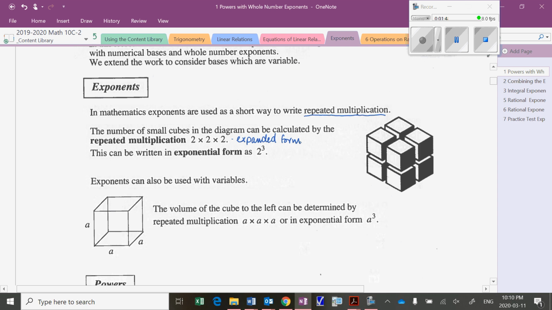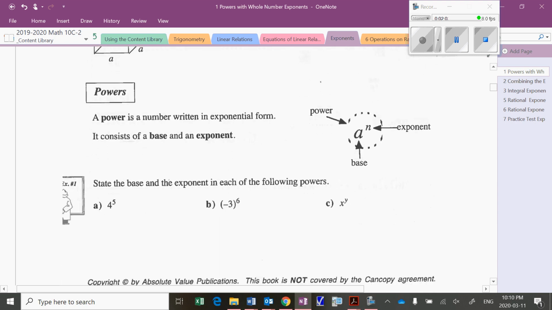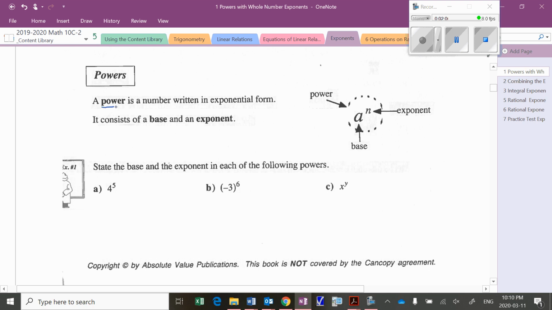And we can also do the same thing with variables. If we have a cube that has a side length of a, we could say that its volume is a times a times a, or a cubed. And so just some review of terminology. A lot of times people talk about a power as being the exponent, but technically speaking, the power refers to the whole thing, meaning the base and the exponent together is the power. The base is the number that you are multiplying by itself. An exponent tells you the number of times you're multiplying the base by itself.